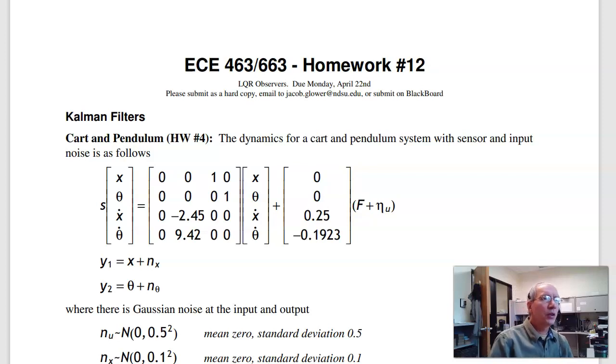Here are our solutions to homework set number 12 for ECE 463. This looks at Kalman Filters, basically a fuller order observer with a very specific H.